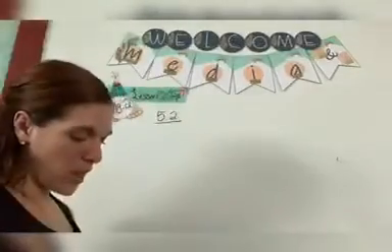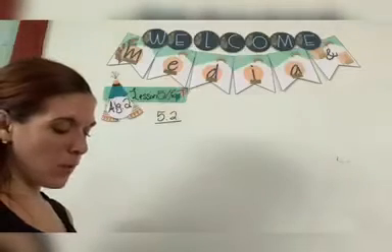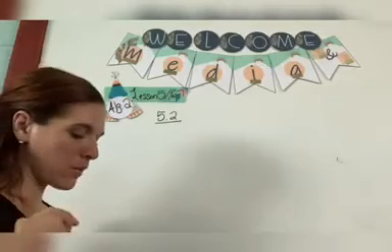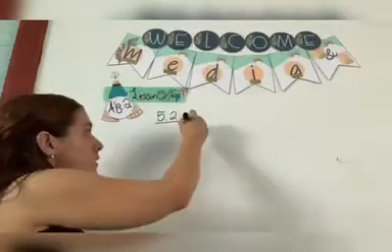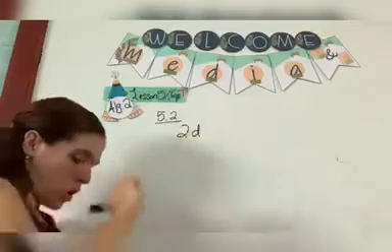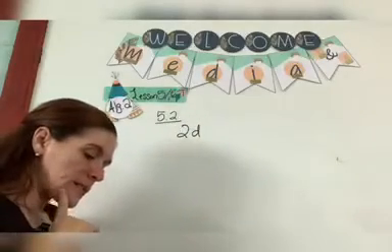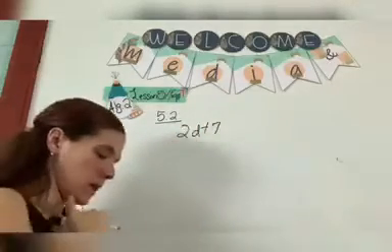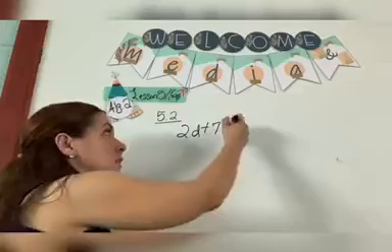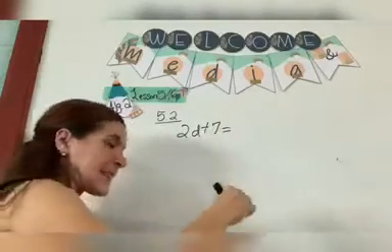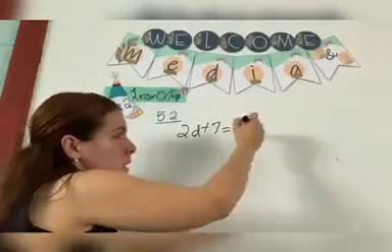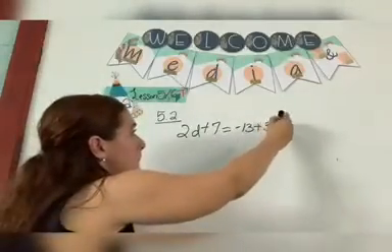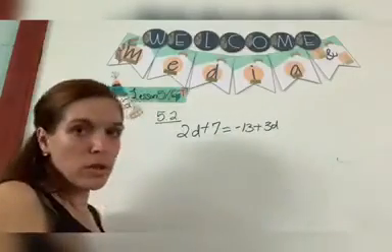Okay, example 2. The number of ducks on the pond was doubled when the new flock landed. Okay, number of ducks, so we'll use D. Number of ducks was doubled when the new flock landed. Then 7 more ducks came, plus 7. The resulting number of ducks was 13 less than, that's negative 13 plus, 3 times the original number, 3D. How many ducks were there to begin with?